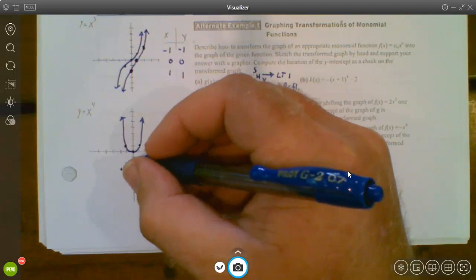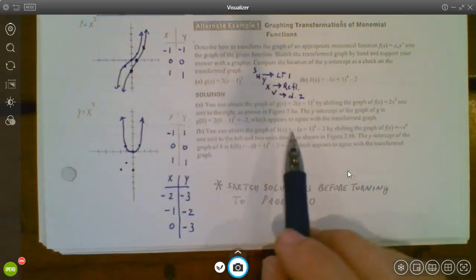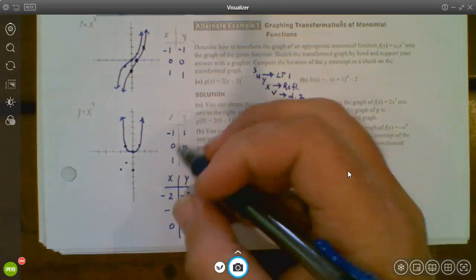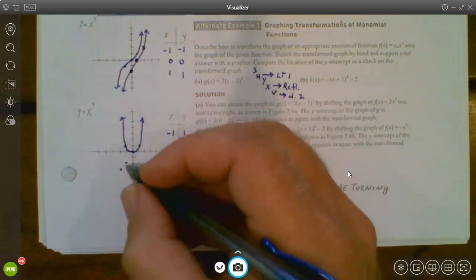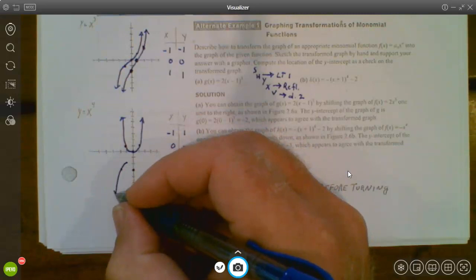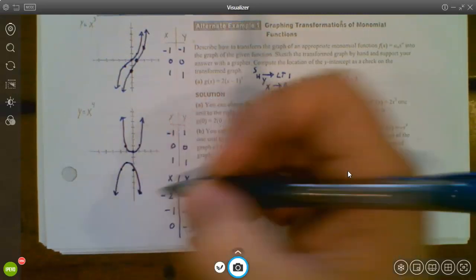And again, you'll notice on this one, it's the same width because all we had out front was a reflection, not a stretch or shrink, right? And so it should take on the same shape as this, but it was shifted and reflected. Pardon the ugliness of my drawing, but you get the idea.